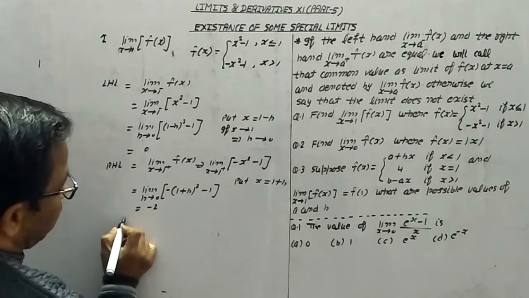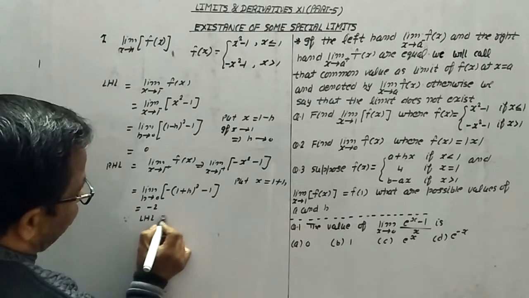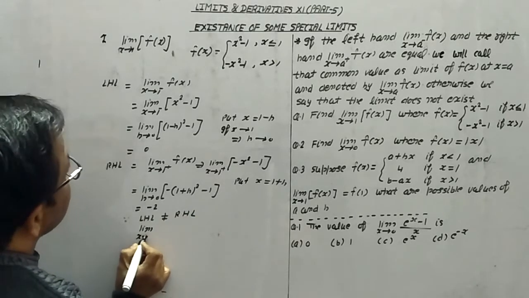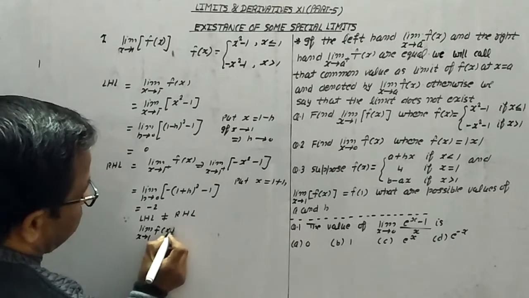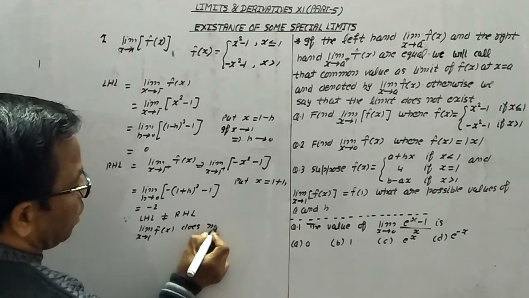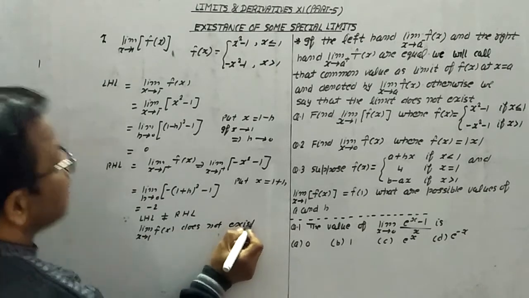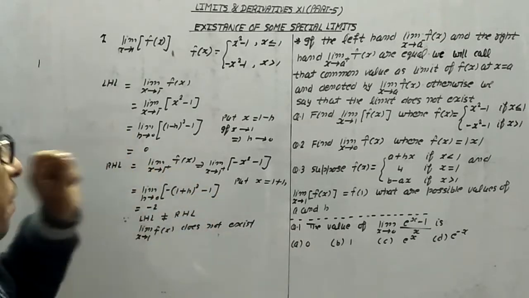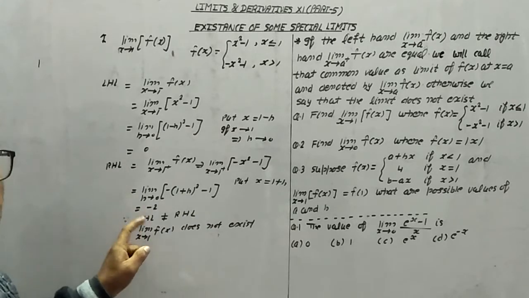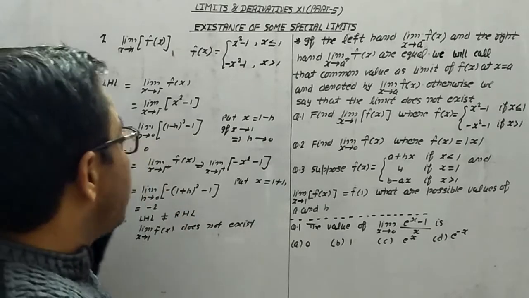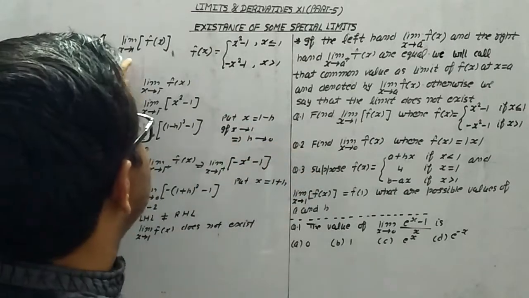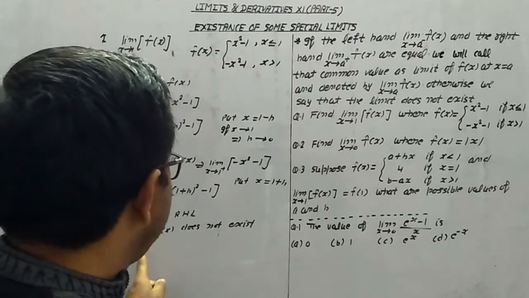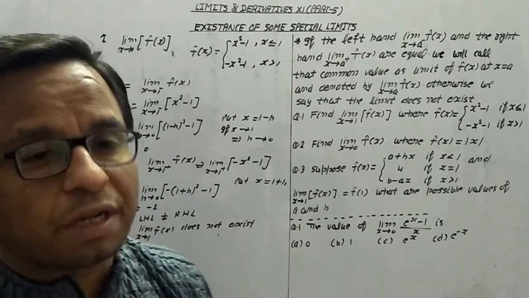Now what we observe is that because the left hand limit is not equal to the right hand limit, we can say limit x tends to 1 f(x) does not exist. In this case, the limit does not exist because the left hand limit is not equal to the right hand limit. If the right hand limit were also 0, then we would say that the limit exists and the value of limit x tends to 1 f(x) is 0. But here we say limit x tends to 1 f(x) does not exist.